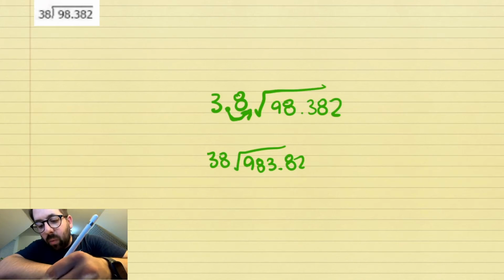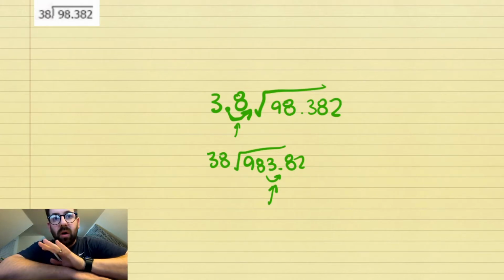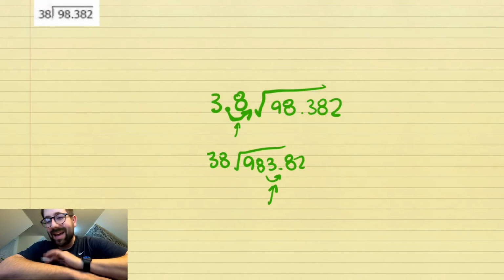So since I moved mine 1 spot on the outside, as you can see there, I have to move it 1 spot on the inside like this. 1 for 1. If you moved it 2 spots, you move the decimal on the inside 2 spots. Even if there is nothing there, you move it 2 spots and you fill in zeros.